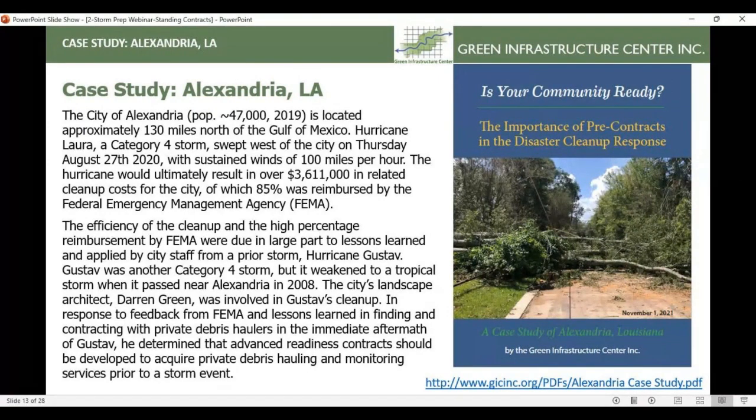And so we wrote a case study. You can find the link here when we share the slide deck with you, where you can read more about it. But I'm going to turn it over to Darren here just to talk a little bit about Alexandria itself and some of his experiences with storm cleanup.